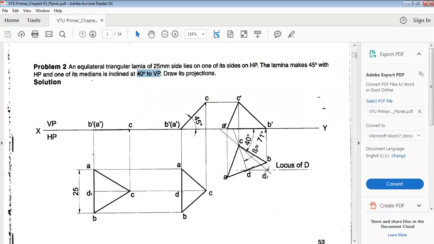So after that, the fourth point: in this D1, I will draw a locus line, a line which is going to be parallel to XY. So I'll draw a locus line and I'll call that the locus of D.